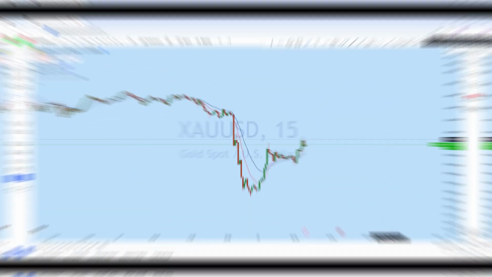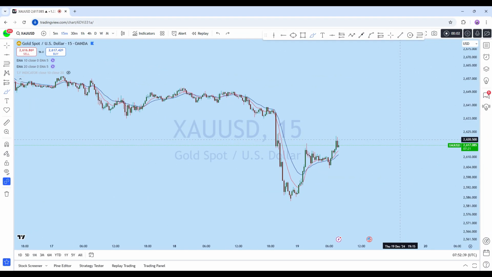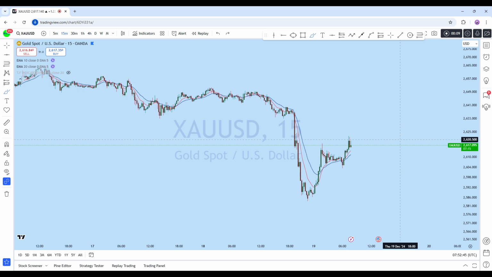Hello trader, I'm going to do a complete multi-time frame analysis on XAUUSD. Let's see what kind of trading opportunity we have in this instrument.